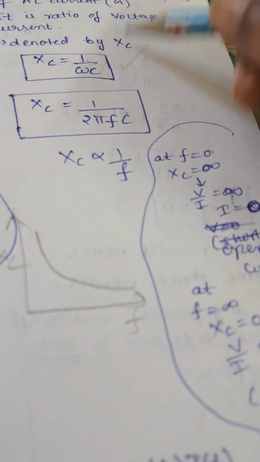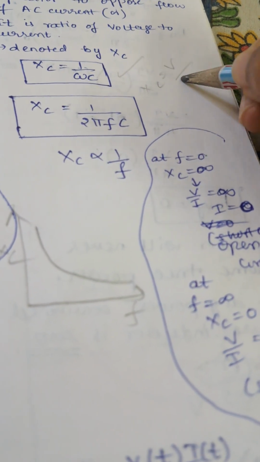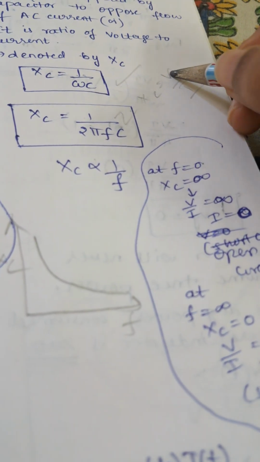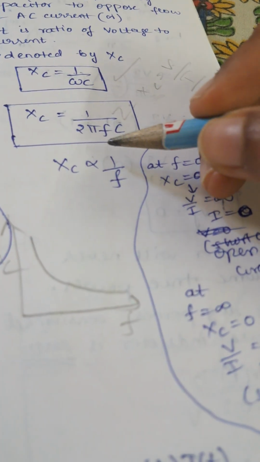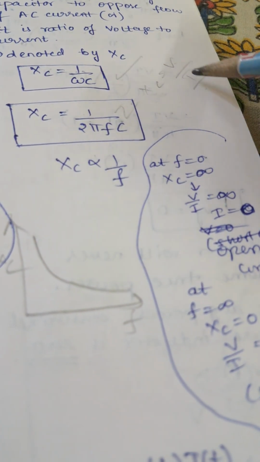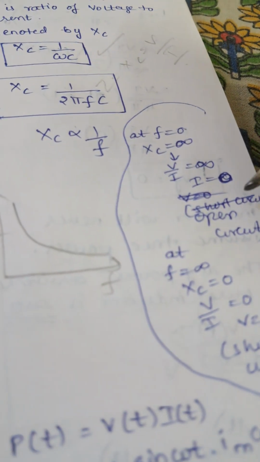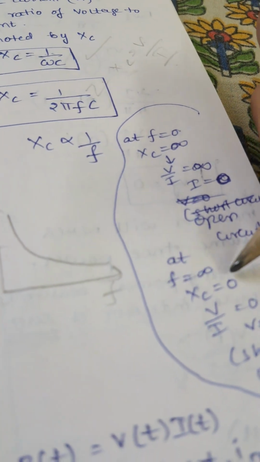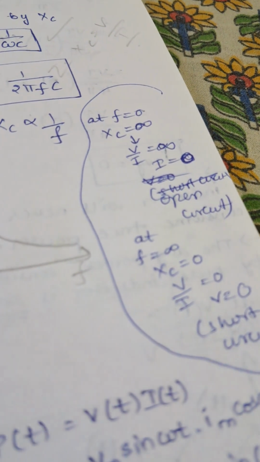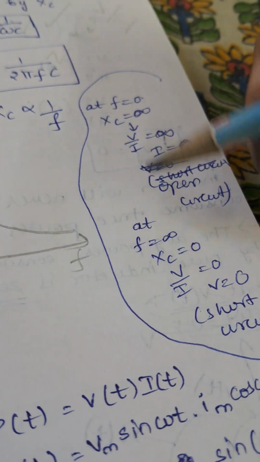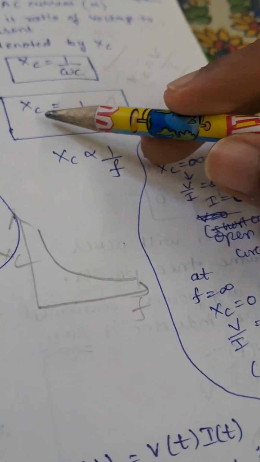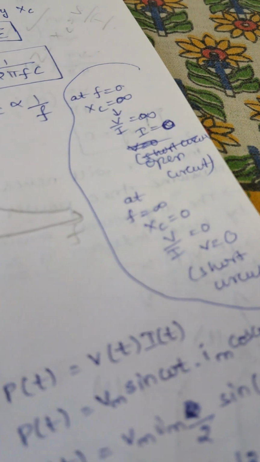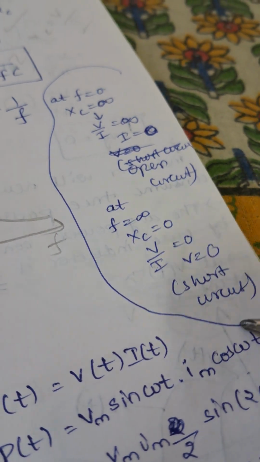Xc is equal to V by I, because it is also a resistance only, that's why V by I. If F is 0, Xc will be infinite, then V will be more and I will be 0, so it is an open circuit. When frequency is 0, it is an open circuit. When frequency is infinite, then Xc will be 0. If Xc is 0, then V will be 0, a short circuit.